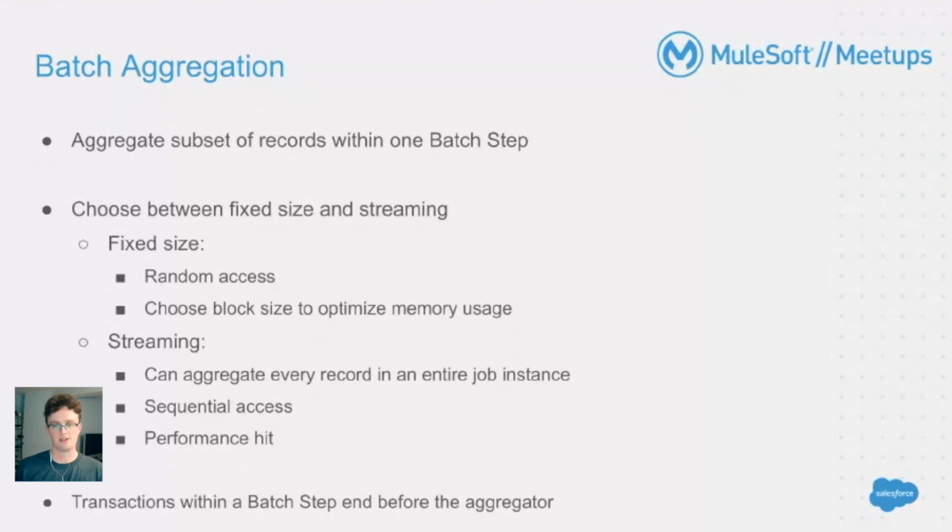So that's the difference between the fixed size and streaming aggregator. The basic purpose, though, is the same: I want to aggregate some subset of my records within a batch step and do something with them as a whole rather than processing them individually in parallel.